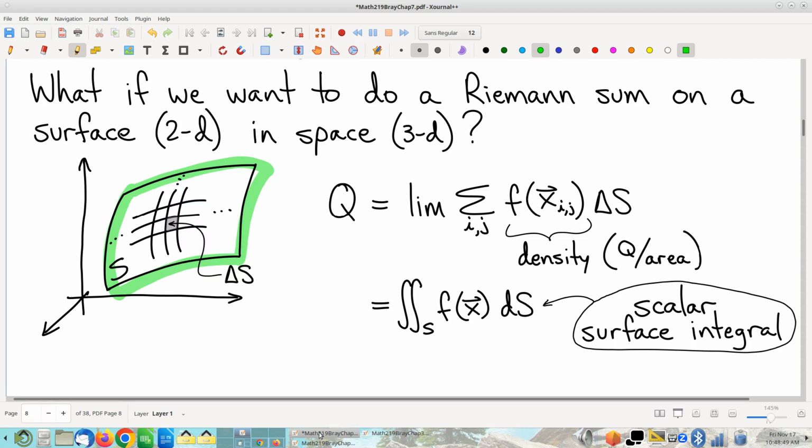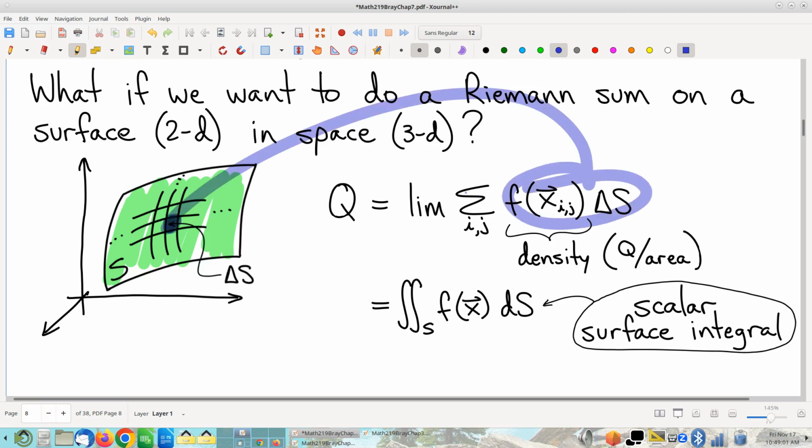We're going to chop up this surface into little pieces. I have this whole surface. I'm going to chop it up into little pieces, and then I'm going to add up over all of those pieces. And now, again, technicalities and in practice, how do we do that? We'll get to that in a few minutes.